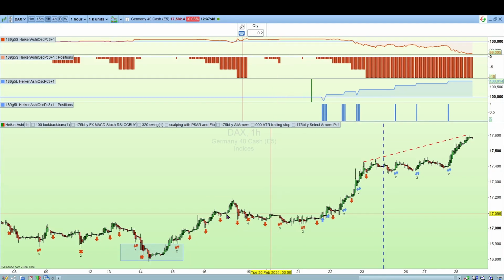So the basic rule is, again, using the Heikin-Ashi on the price chart. When the Heikin-Ashi turns green, this is one of the parameters. When the Heikin-Ashi turns green, you go long. And when the Heikin-Ashi turns red, you go short.